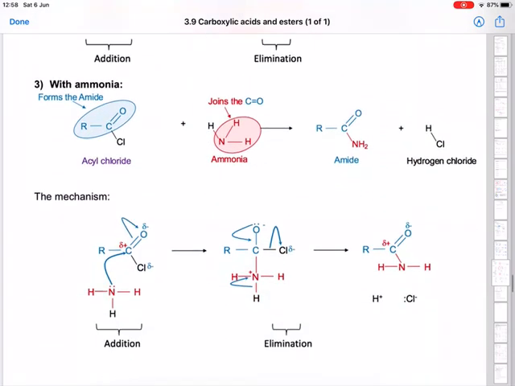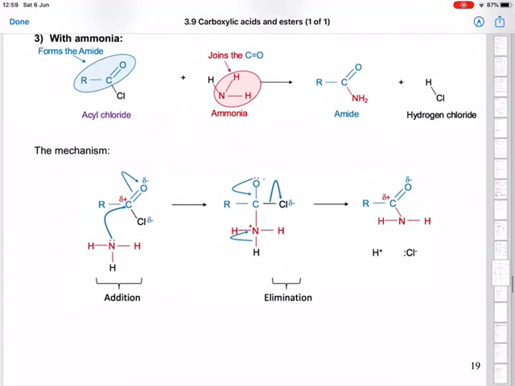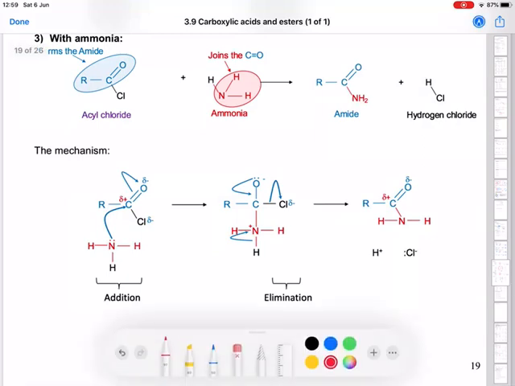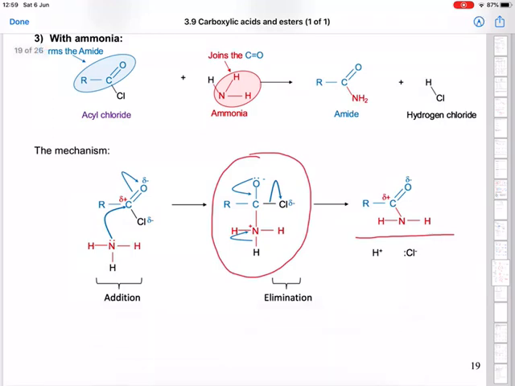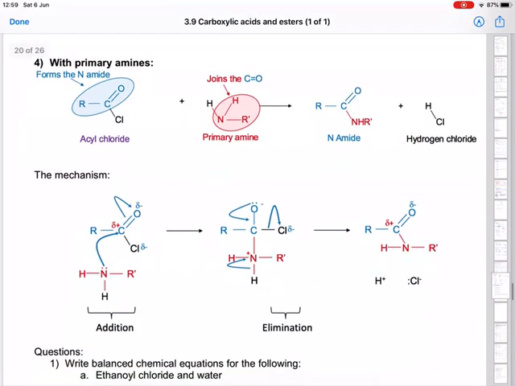If I replace my alcohol, or if you want to think about it, water, with ammonia, then I get this one. And again, exactly the same. A pair of electrons from the nitrogen this time forms a bond with the D plus carbon. The carbon-oxygen pi bond breaks, and the pair of electrons go to the D minus oxygen. My intermediate forms here. I've then got my 3 curly arrows, which then gives me my amide and my hydrogen chloride.